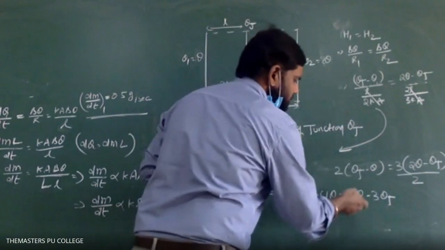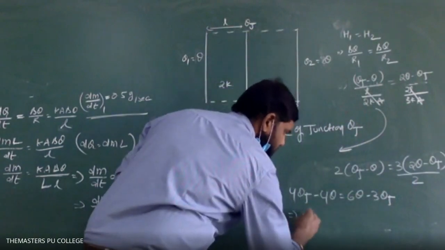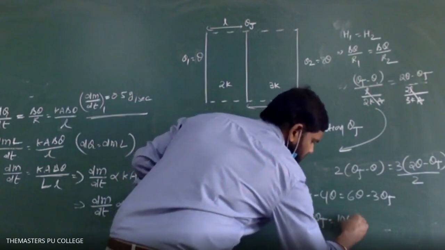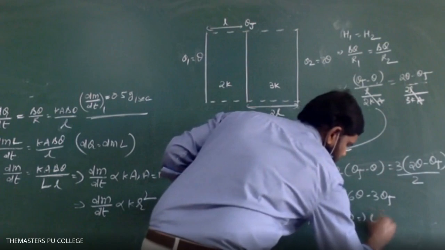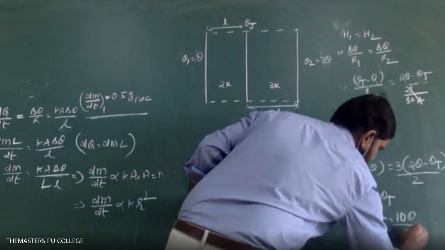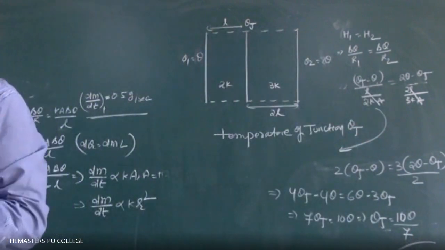So minus 4 theta is taken to this side, and minus 3 theta j is taken to this side, and we will get 7 theta j equals 10 theta. That implies theta j is equal to 10 theta divided by 7. So that is the answer to the options.